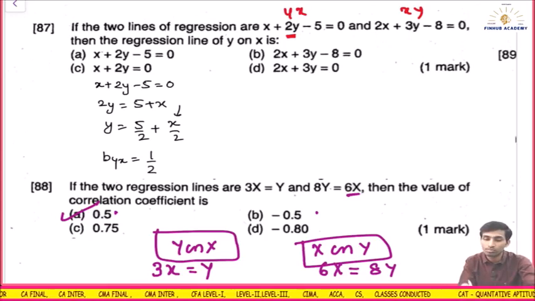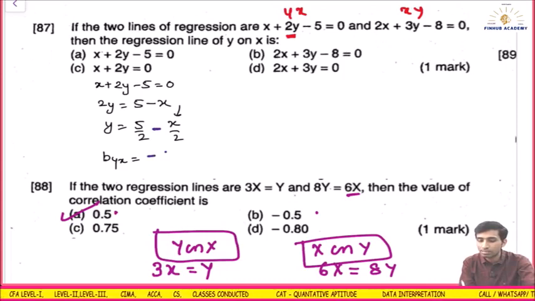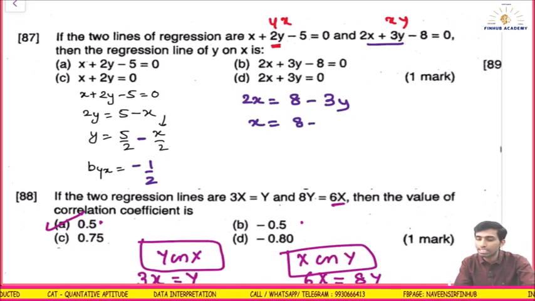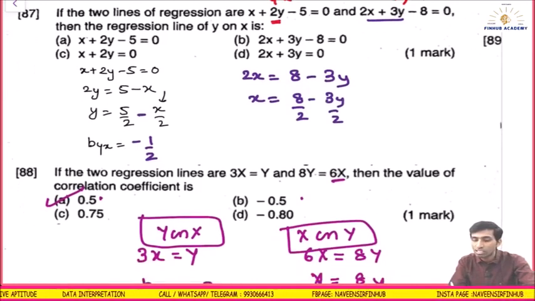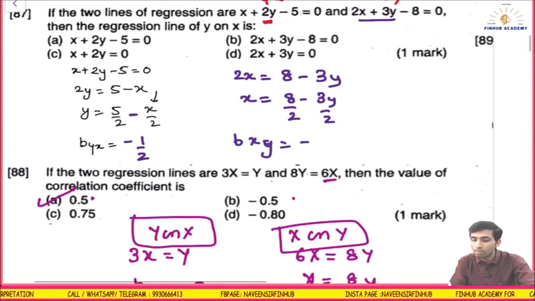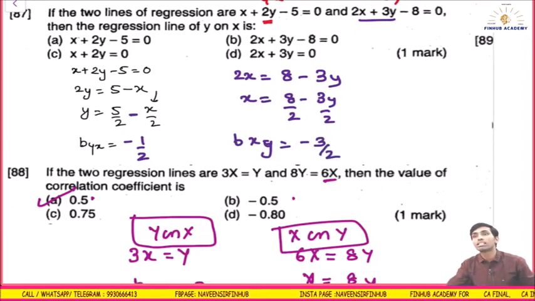Am I right? No. Why am I wrong? Because this should have been minus x. Right, 5 will go to the other side. Yes, this should have been minus x. So that means this is minus 1 by 2. Understood? Next, this one is x on y. So 2x equals 8 minus 3y. X equals 8 upon 2 minus 3y by 2. Understood? So b_xy is equal to minus 3 by 2.